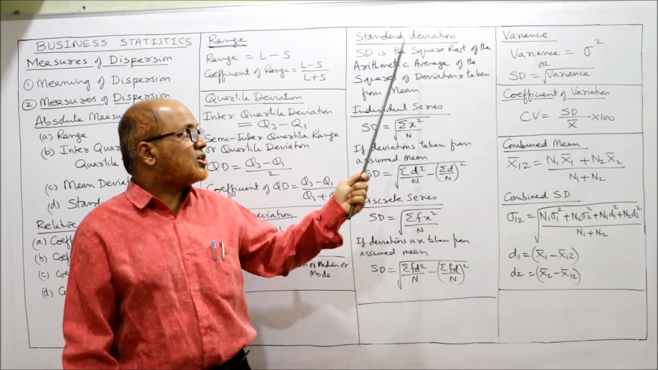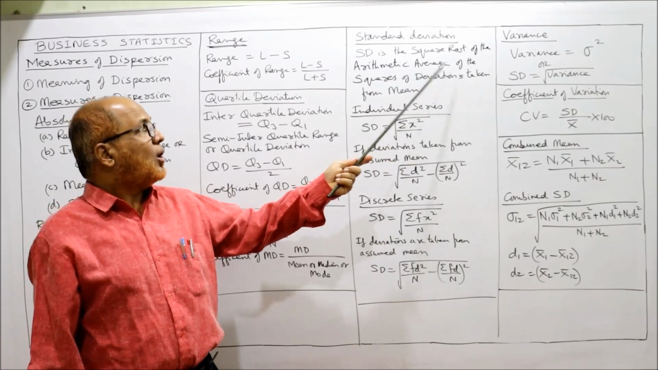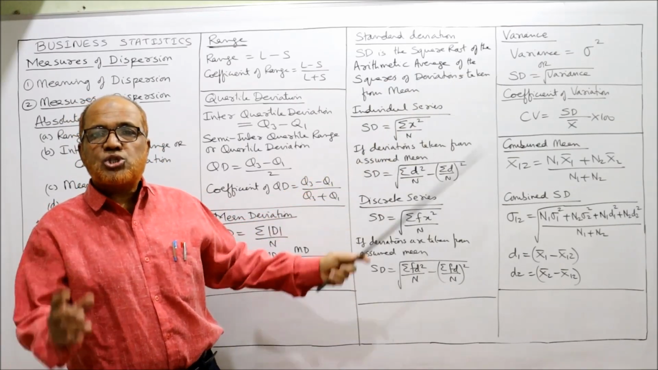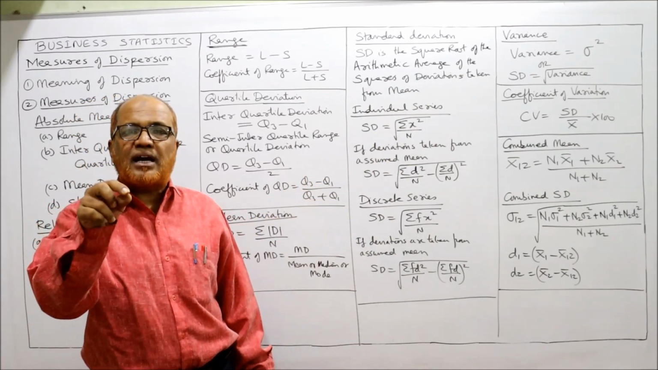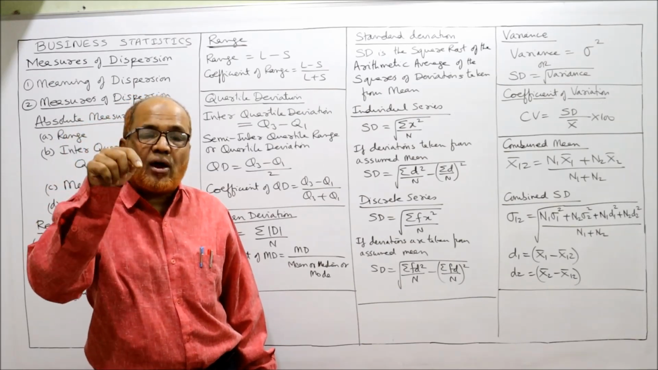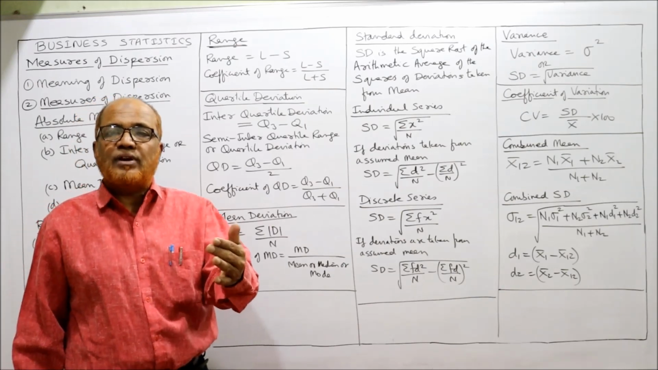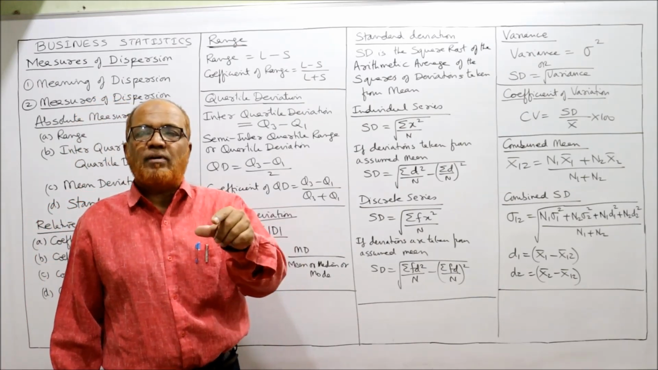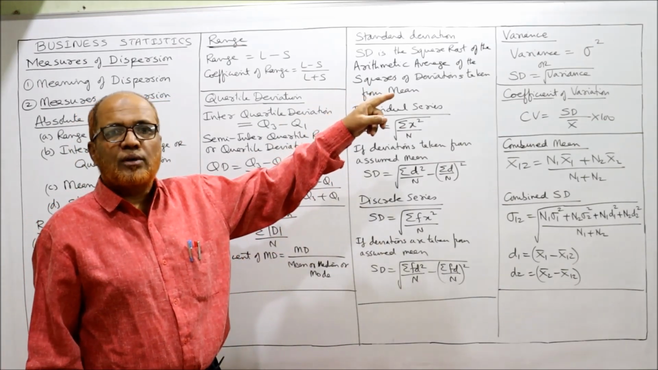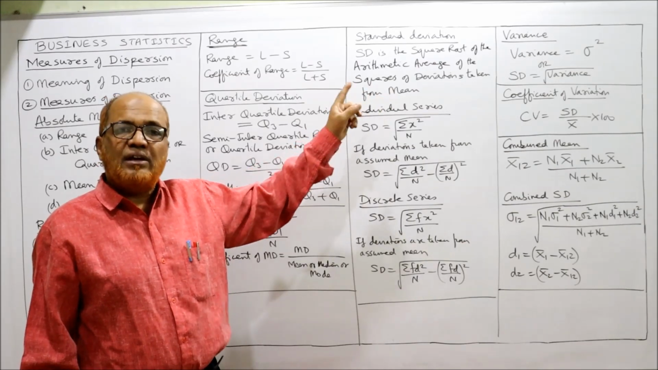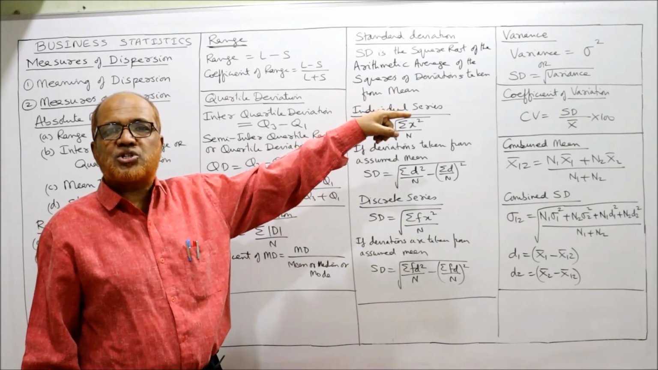So what is standard deviation? It's the square root of the arithmetic average of the square of deviations taken from the mean. In simple words, it is the square root of the average of the square of deviations taken from the mean.